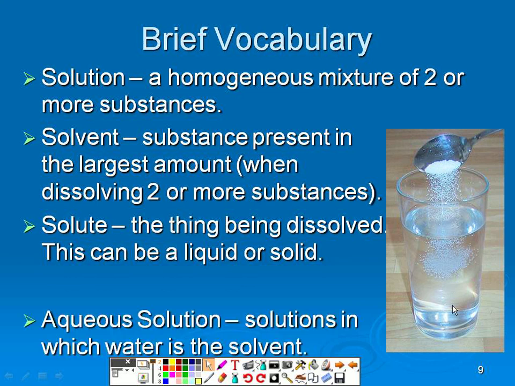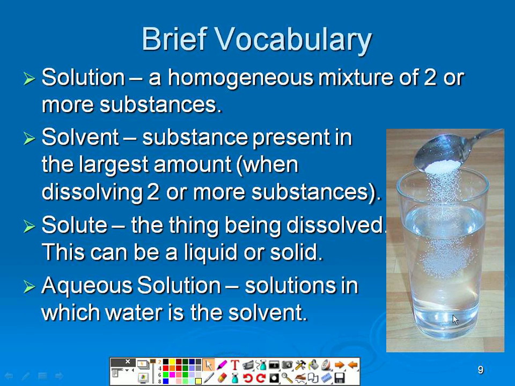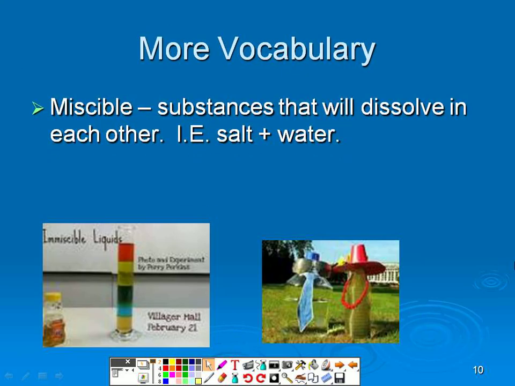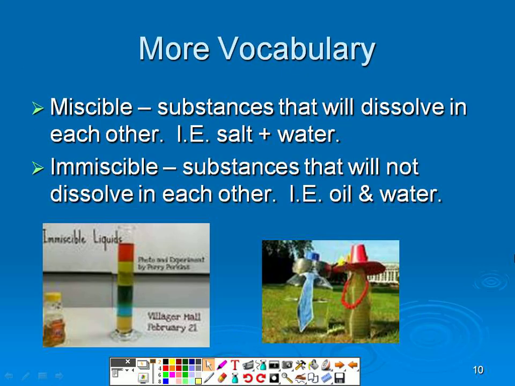The solute is the thing being dissolved. This is either sugar or salt, and it's the thing that's in lesser amount. Aqueous solution: a solution in which water is the solvent. Miscible: substances that will dissolve in each other. Immiscible: substances that will not dissolve in each other.